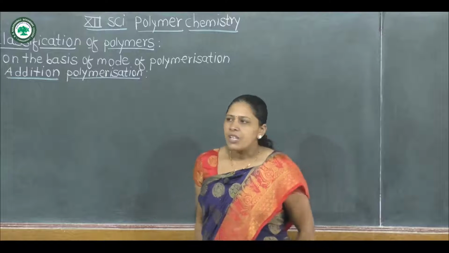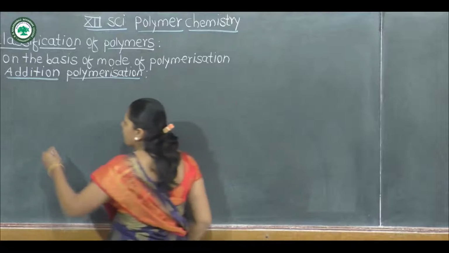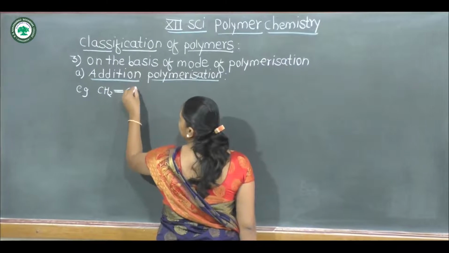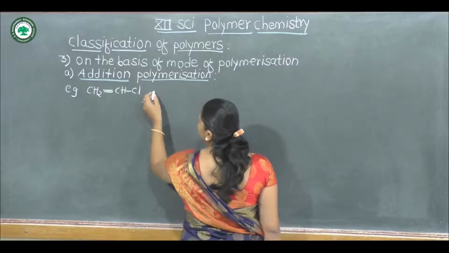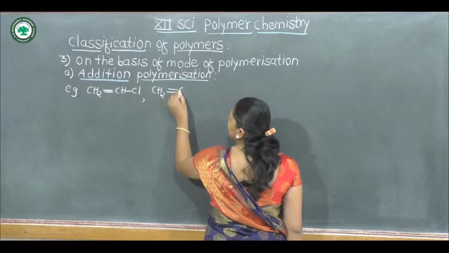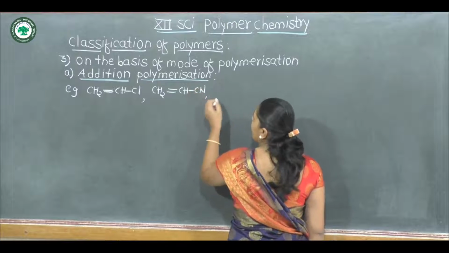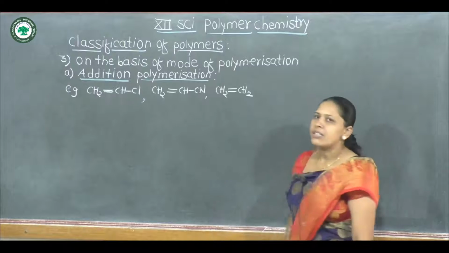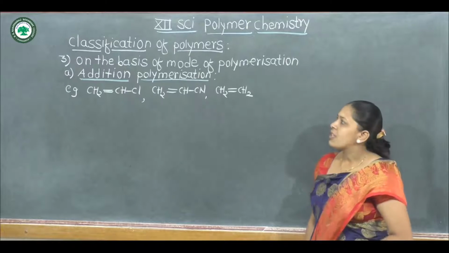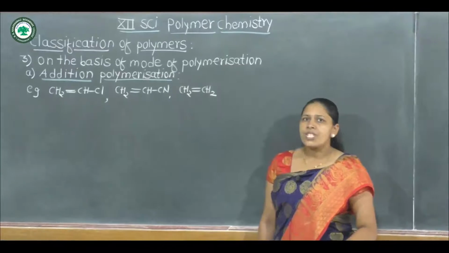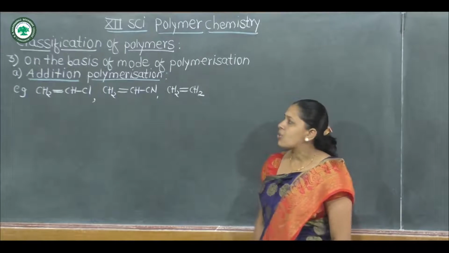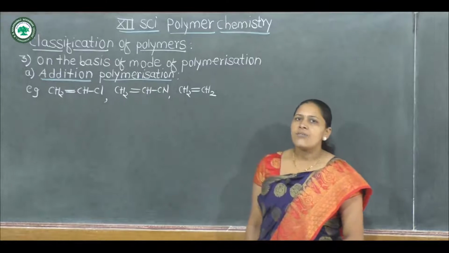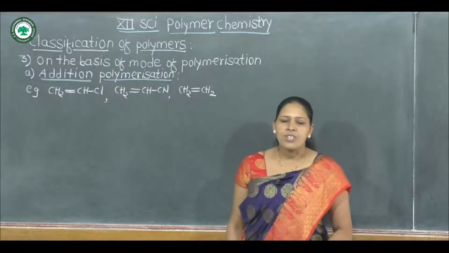For example, vinyl chloride, vinyl nitrile, and ethylene. In all these examples, there is a presence of double bond. Therefore, monomers which have a double bond can undergo addition polymerization. Formation of polythene is the well-known example of addition polymerization.